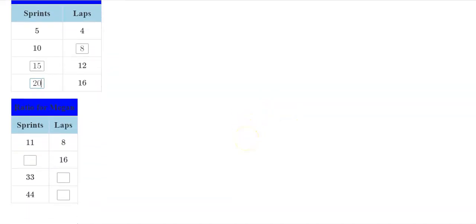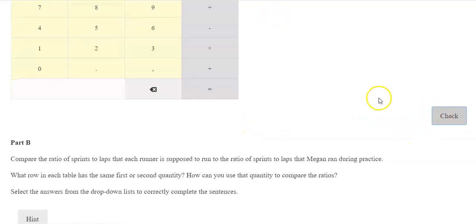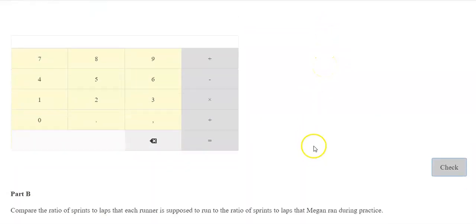Now let's look at Megan. So from 8 to 16, I multiply by 2. So 11 times 2 is 22. To get from 11 to 33, I multiply by 3. So 8 times 3 is 24. To get from 11 to 44, I multiply by 4. So 8 times 4 is 32. Okay, and I check it. I got it all right.